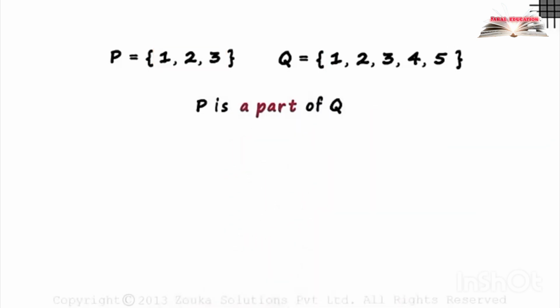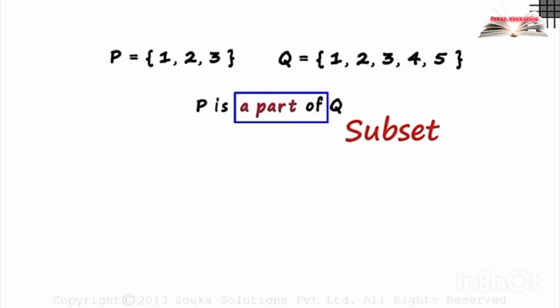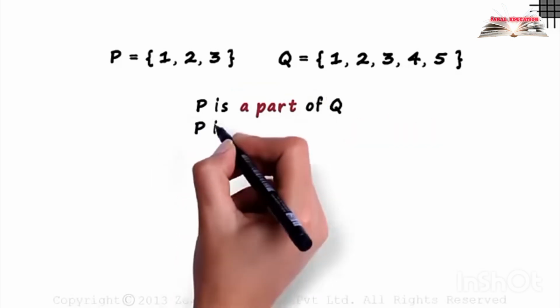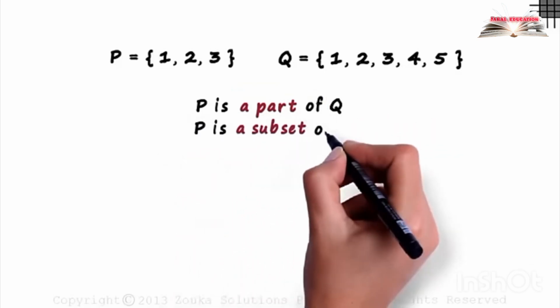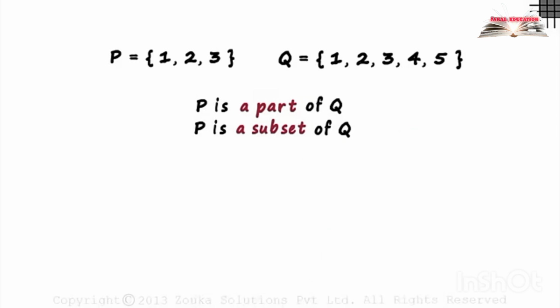and that's why we say set P is a part of set Q. And we learnt in the previous video that part of also means subset. So we can say that set P is a subset of set Q. Do we have a symbol to represent this? Yes, it's written like this. P is a subset of Q. The letter U is sleeping on this line.